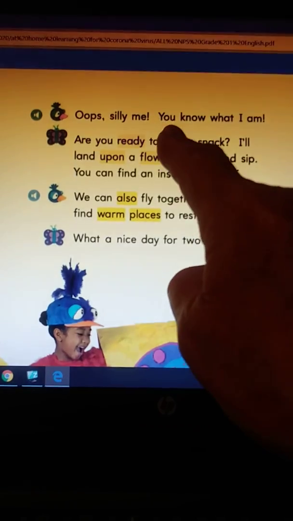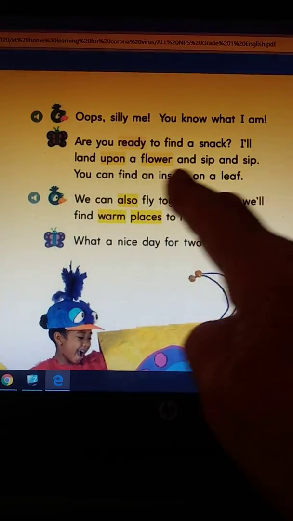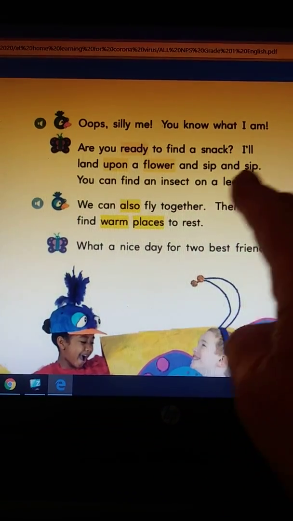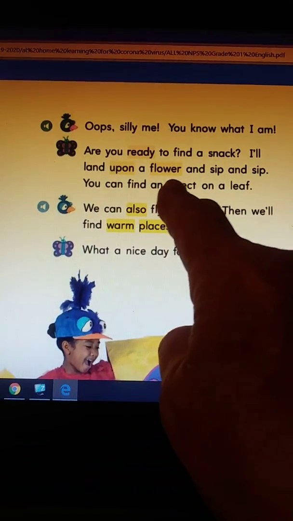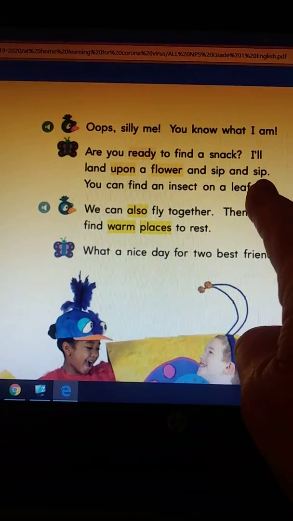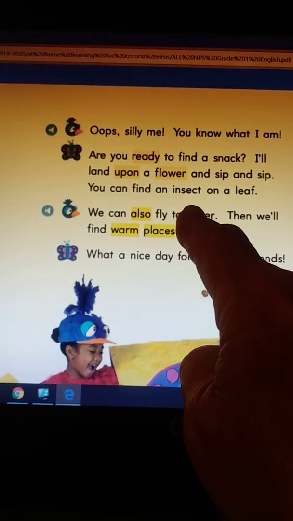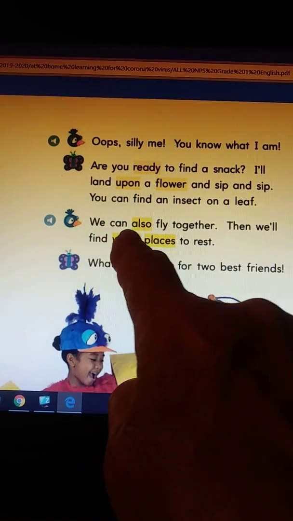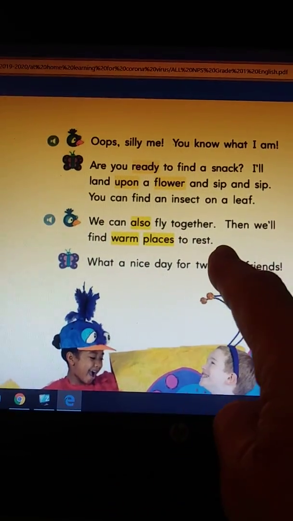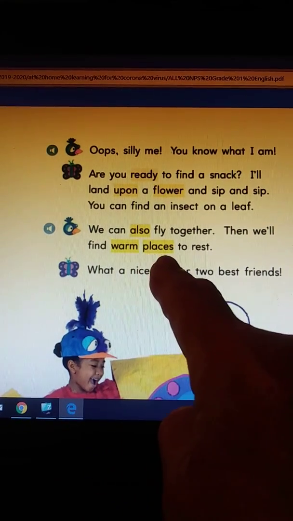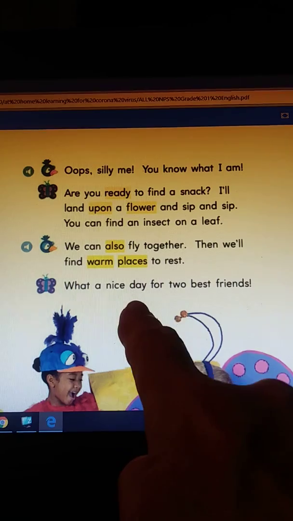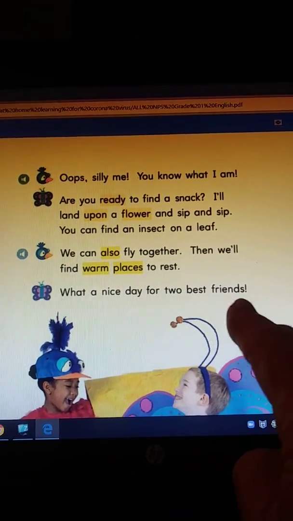Now the bird talks. "Oops, silly me. You know what I am." Butterfly, "Are you ready to find a snack? I'll land upon a flower and sip and sip. You can find an insect on a leaf." Bird, "We can also fly together. Then we'll find warm places to rest." Butterfly, "What a nice day for two best friends."